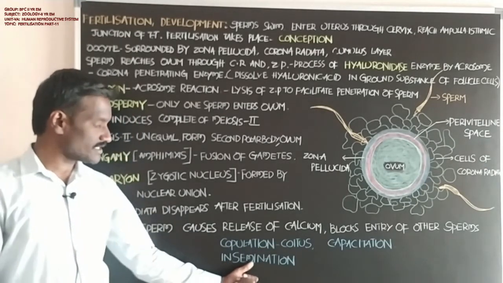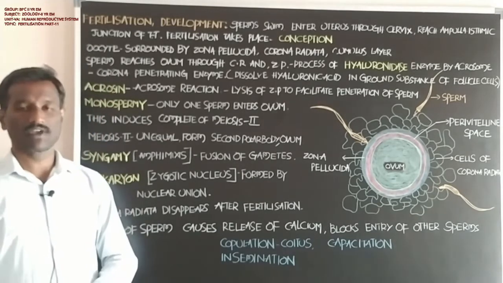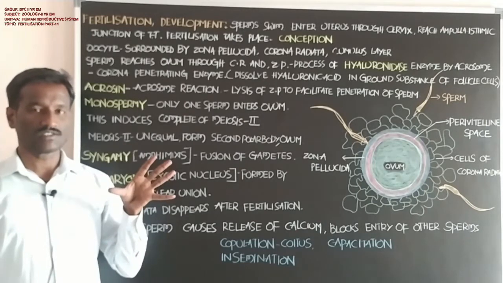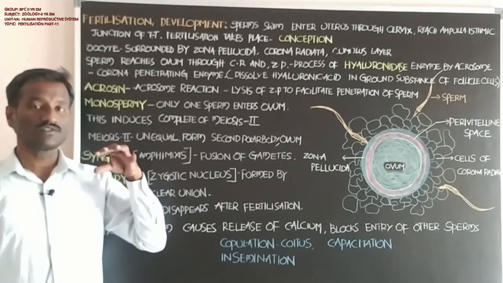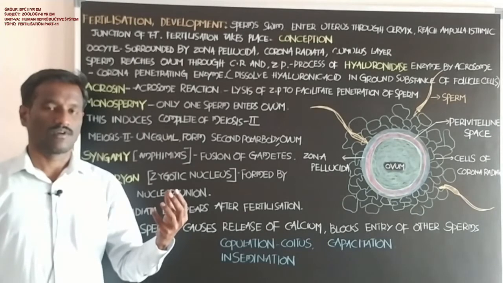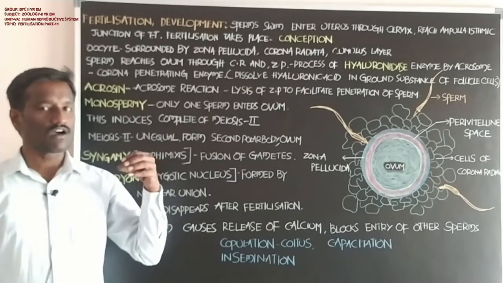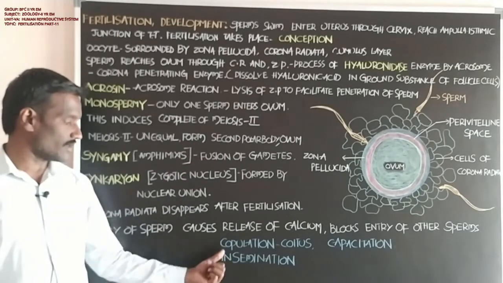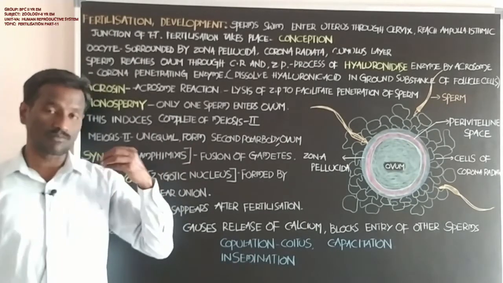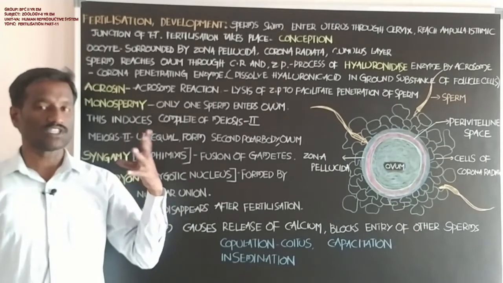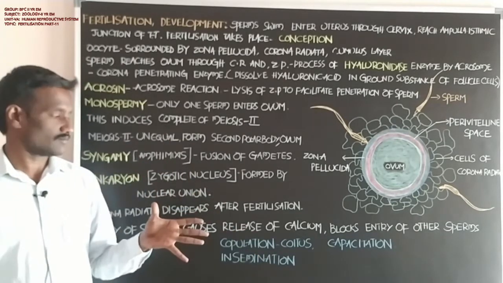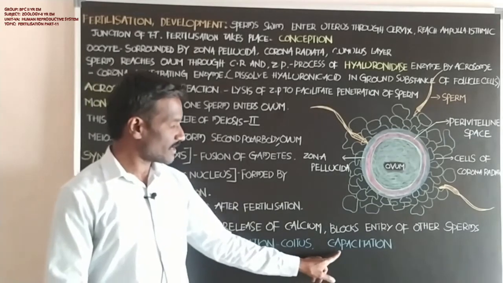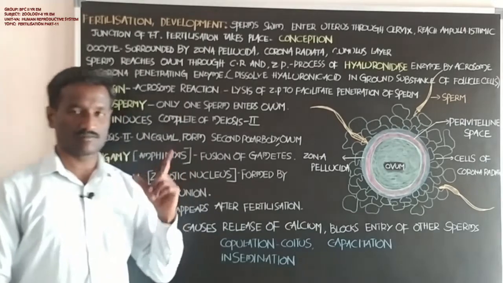Next, students, insemination. What about insemination? Insemination means ejaculation of the sperms into the vagina of the female. That is called insemination, the entry of the sperms into the vagina of the female. That is insemination, students. Next, what is the meaning of capacitation?